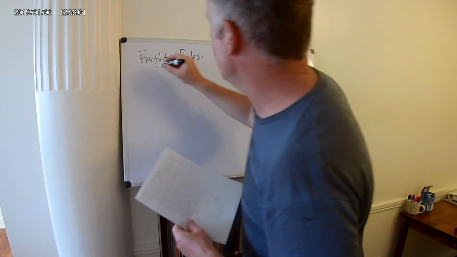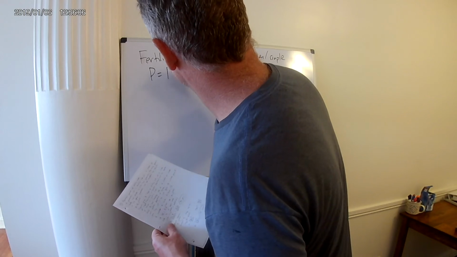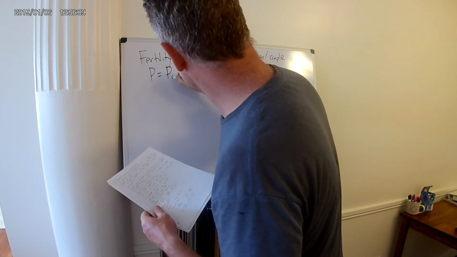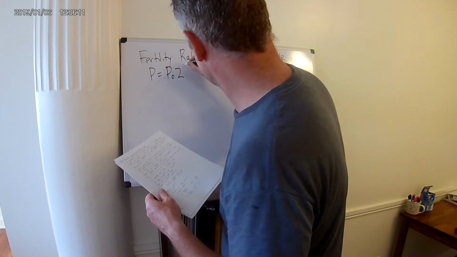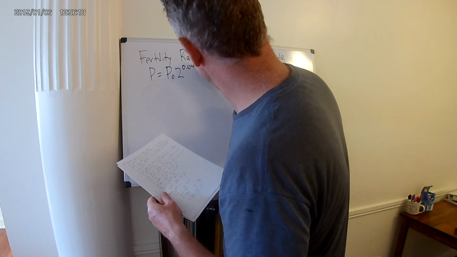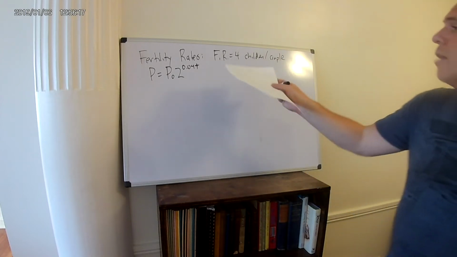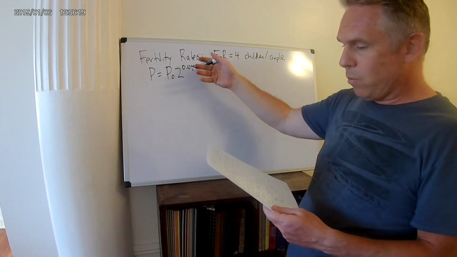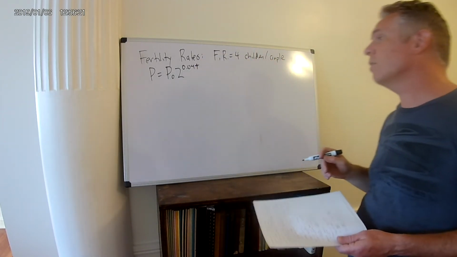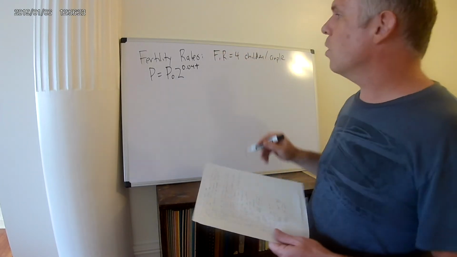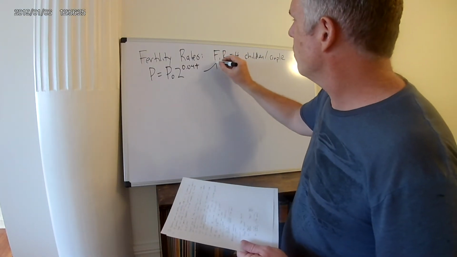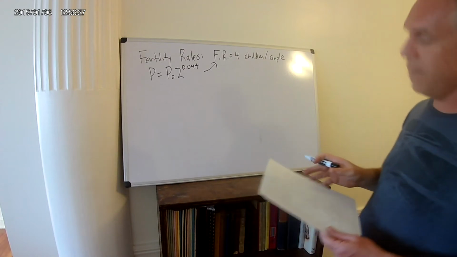And in this case, you can model the population with this equation. Don't worry a lot about where this equation comes from. If you wanted to, I could talk more about it, but just take my word that this is the equation you get. This is for a fertility rate of 4 children per couple.